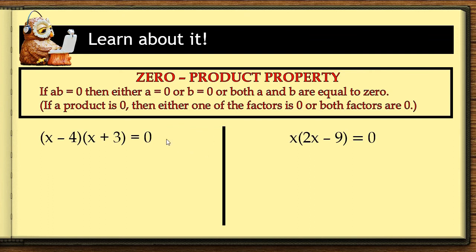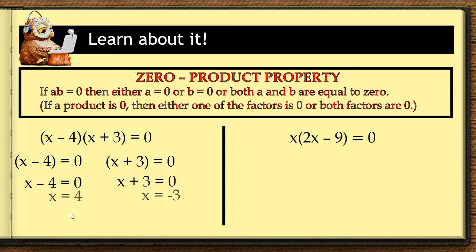In the first example, the factors are x minus 4 and x plus 3. By using the zero product property, we can say that either one of these factors is equal to 0. So we can solve x minus 4 equals 0 or x plus 3 equals 0. If we let this factor equal 0, then our x should be 4. And if we let this factor be 0, then we will have negative 3 as the value of x.